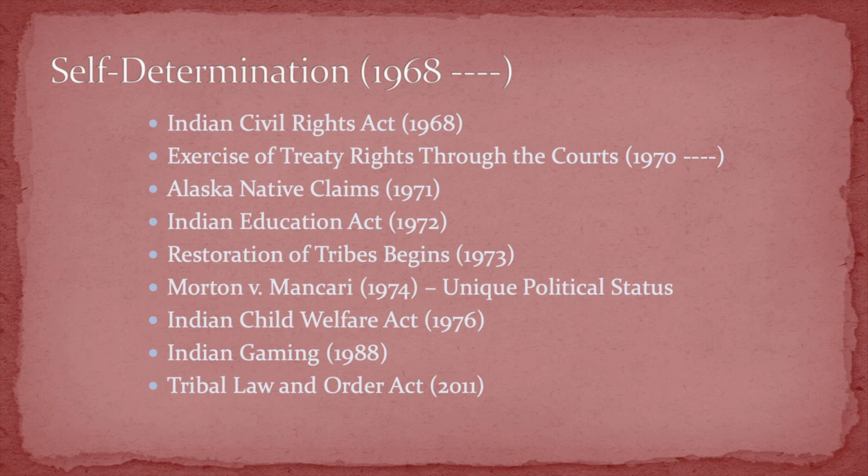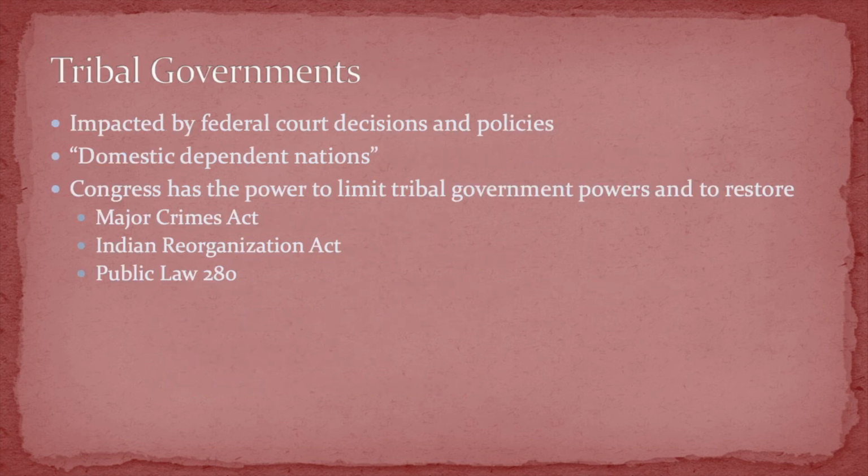We are in a good place now. You see a lot of economic development happening within tribal nations, but it took a long time to get here, and it is still all very perilous. And why is that? It's because federal governments are impacted by federal courts' decisions and policies. We're now domestic dependent nations and other derivatives of that term. Congress has the power to limit tribal government powers and to restore them, even the existence of tribes, through a legislative act.